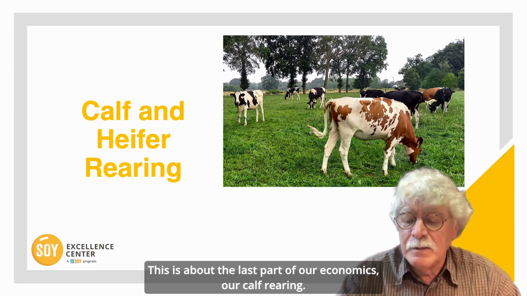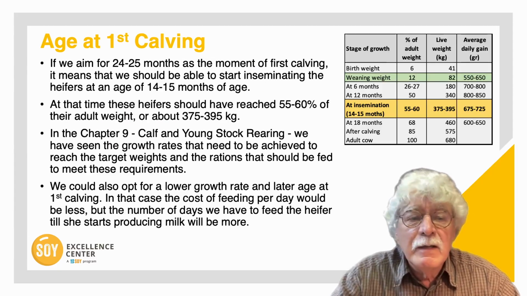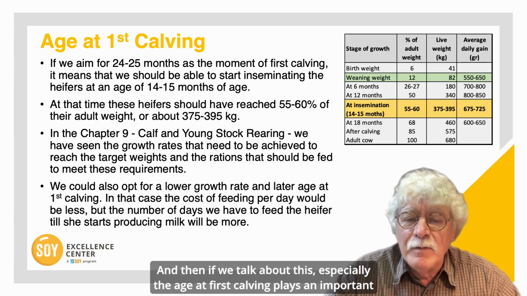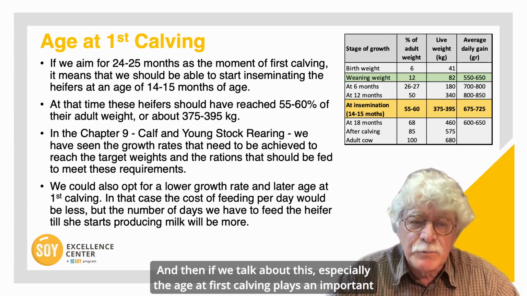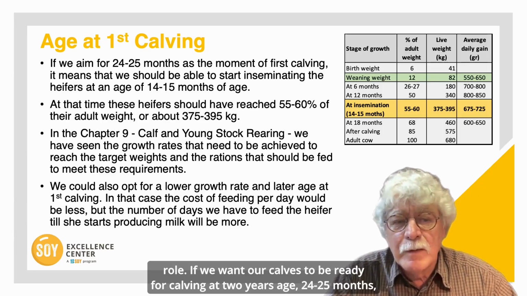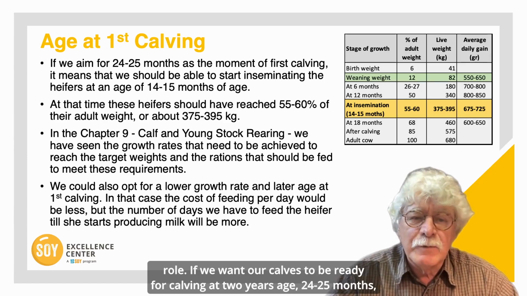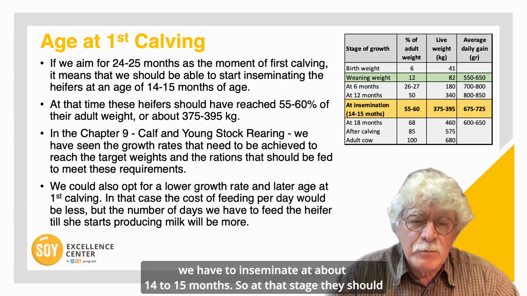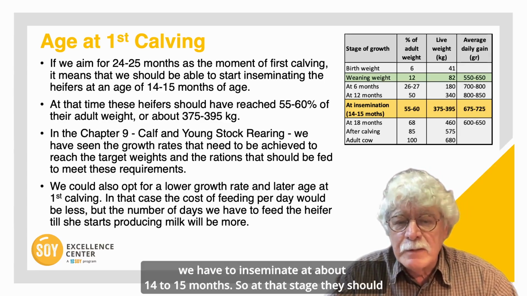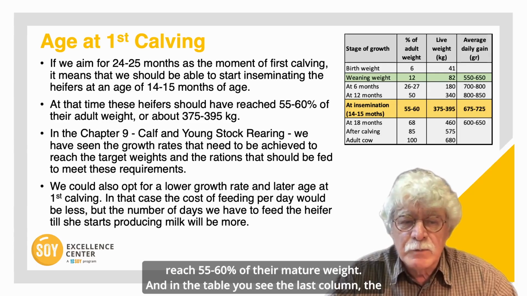This is about the last part of our economics, our calf rearing. If we talk about this, especially the age at first calving plays an important role. If we want our calves to be ready for calving at 2 years of age, 24, 25 months, we have to inseminate at about 14 to 15 months. At that stage, they should reach 55-60% of their mature weight.